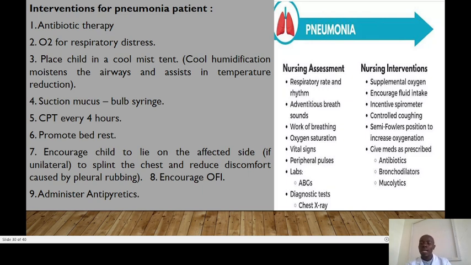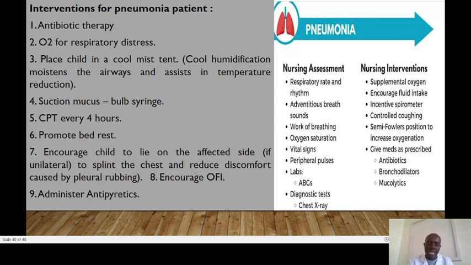We promote bed rest and encourage the child to lie on the affected side. Okay, that's if the case is unilateral, because sometimes it could be both lungs. But if it is one-sided, we help them to lie on the affected side, and this normally helps to splint the chest and reduce the discomfort caused by the pleural rubbing. Right, so administer antipyretics to work on the temperature.